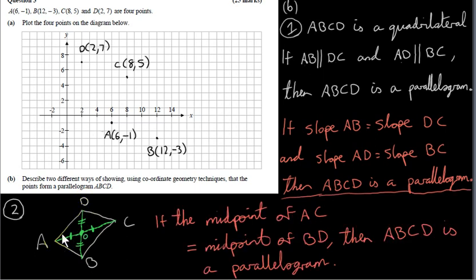So how can we use coordinate geometry to test to see if AO equals OC and if BO equals OD? Well, what we do is we get the midpoint of the line AC, and then we get the midpoint of the diagonal BD, and if the two midpoints are the same point, then ABCD is a parallelogram. So if the midpoint of the diagonal AC equals the midpoint of the diagonal BD, then ABCD is a parallelogram.